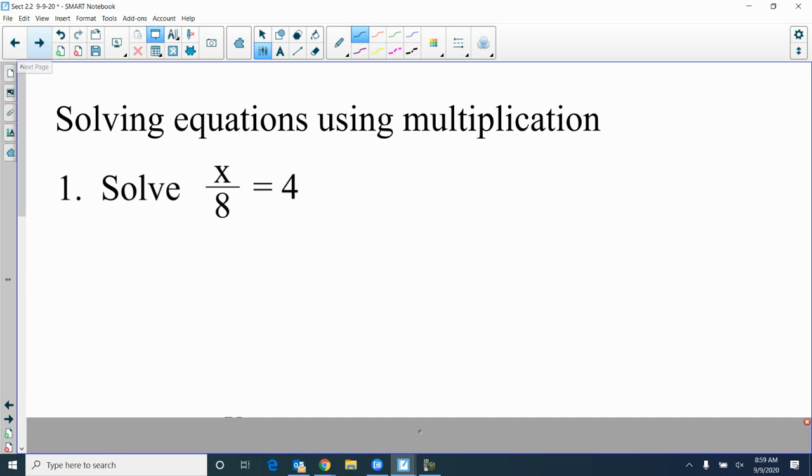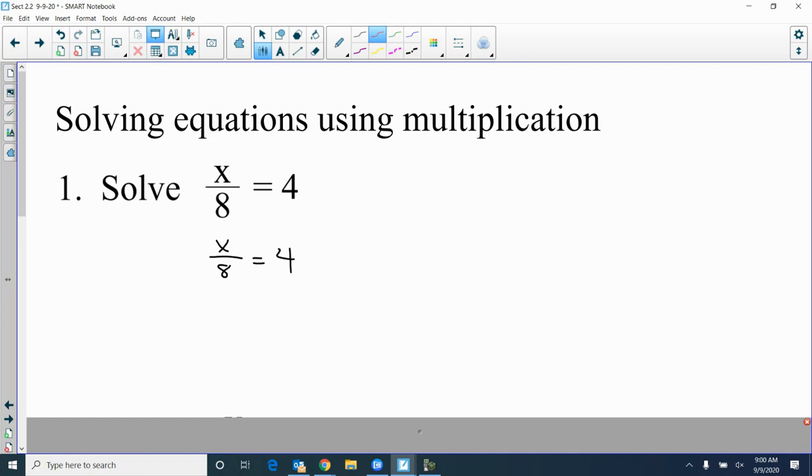You don't have a lot of room, but underneath it, rewrite the problem just as it is. x divided by 8 equals 4, please. All right, to solve this, if we're dividing by a number, to undo it, we have to multiply by that number. So here's what you do. And this is the one case I don't want you to do underneath. I want to do it to the side when I multiply. You are going to multiply both sides by what number? If we're dividing by 8, we want to multiply both sides by 8. That's going to undo it.